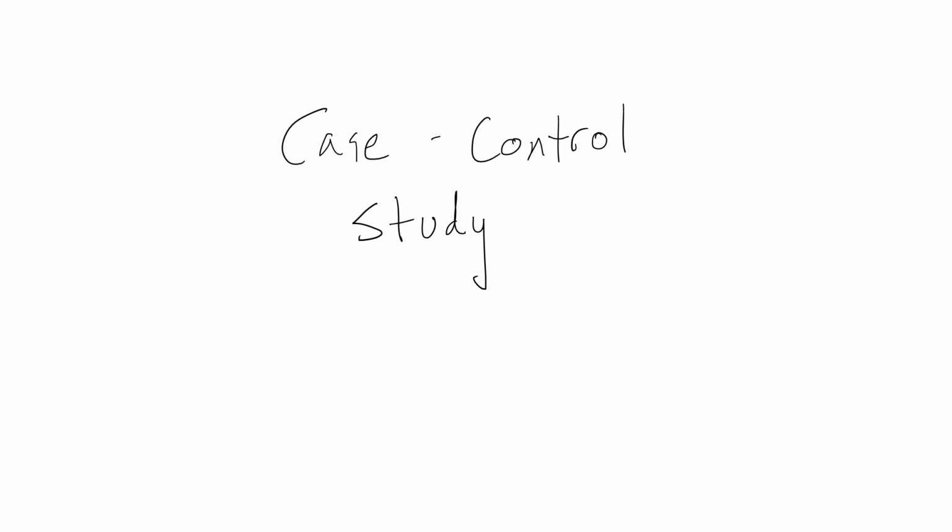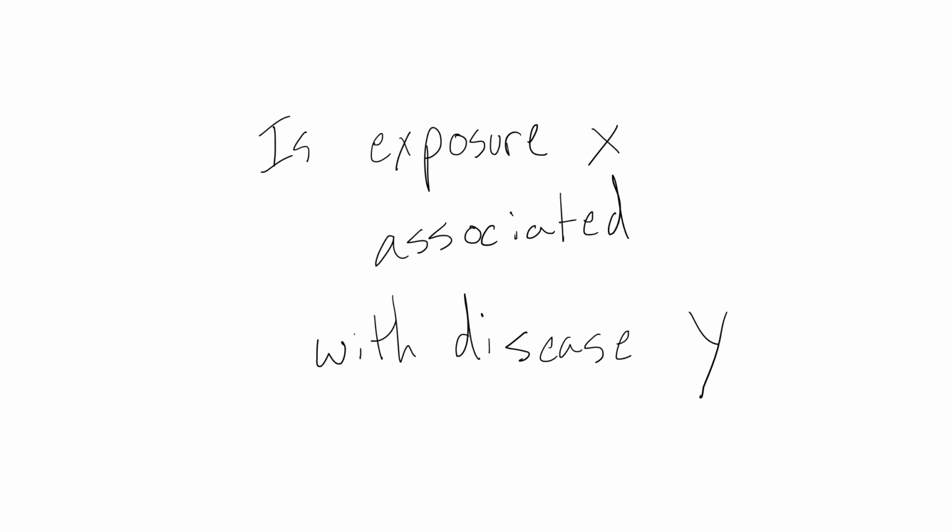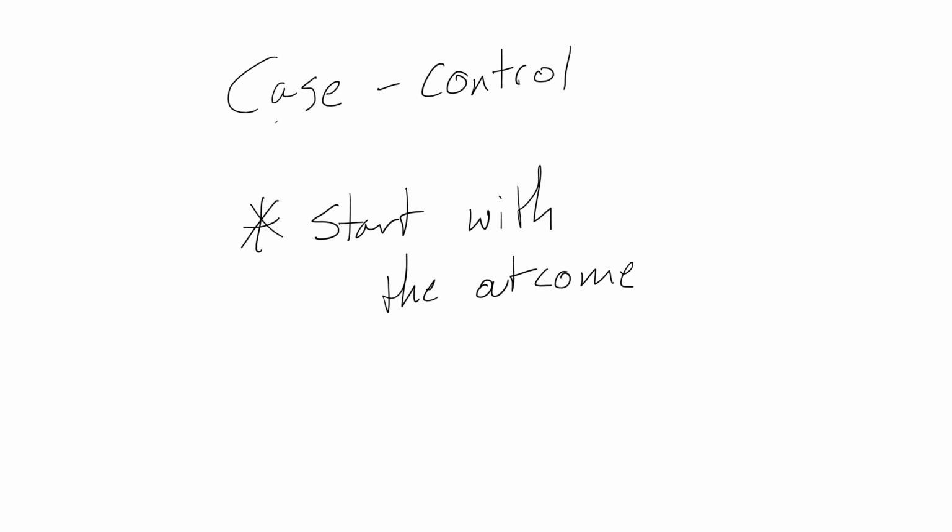In this video, I will introduce the basic concepts of case control study design. Similar to a cohort study, in a case control study, we're asking whether a particular exposure is related to a particular disease or other health outcome. One difference, though, is that in a case control study, we start by grouping people based on whether or not they have the outcome rather than whether or not they have the exposure.